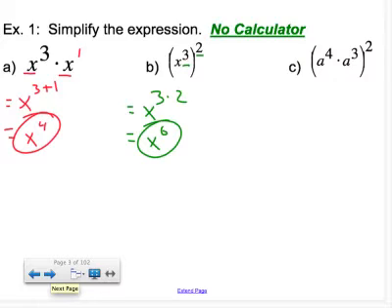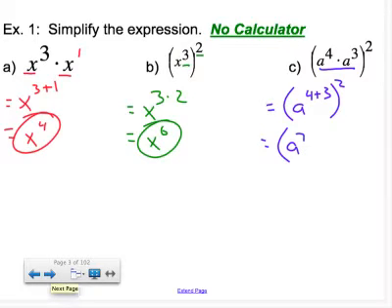Part C, order of operations still applies, so we're going to do what's inside the parentheses first. Okay, so I have a to the fourth times a to the third. They have the same base, so I can combine them by adding the exponents. So that's a to the 4 plus 3, and then the 2 still stays on the outside. So I simplify this down a little bit more. That's a to the 7th raised to the 2nd. And now we're right back to where we have a power to a power, and so we can combine those exponents now by multiplying. So that's a to the 7 times 2, which is a to the 14th.